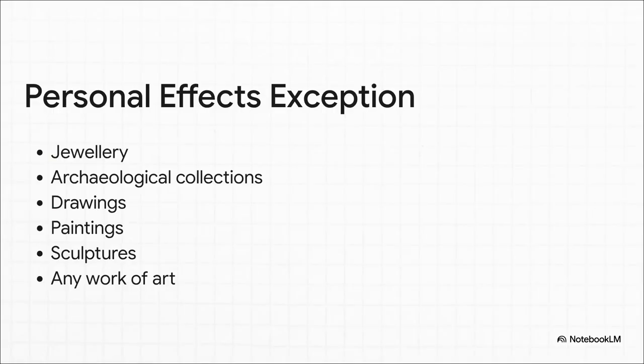And here's a super important distinction, a real gotcha for the exam. While your everyday personal stuff like your car or your sofa is excluded, the items you see here, jewelry, paintings, sculptures, are specifically included. Why? Because the tax department sees these not just as personal items, but as potential investments. And that means if you sell them for a profit, you could be looking at a capital gains tax.